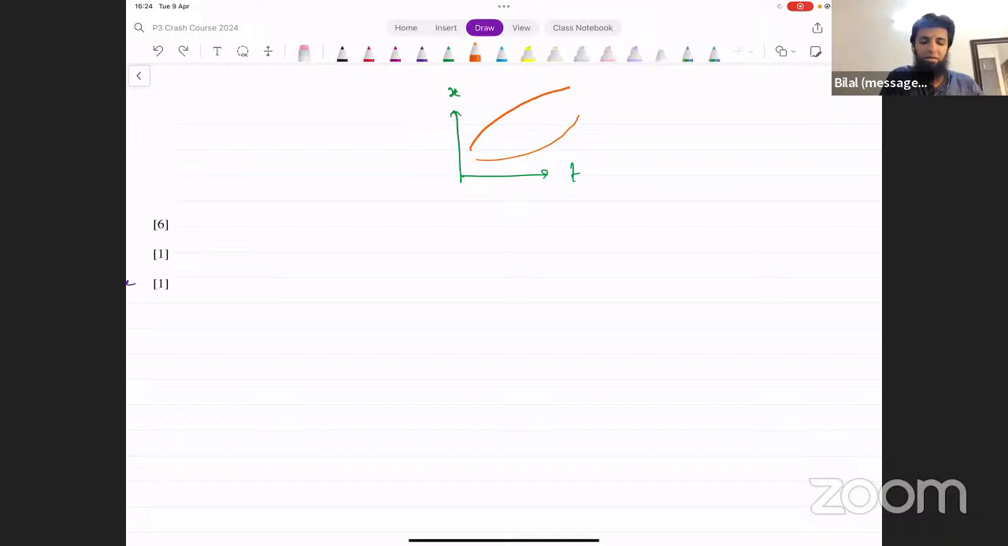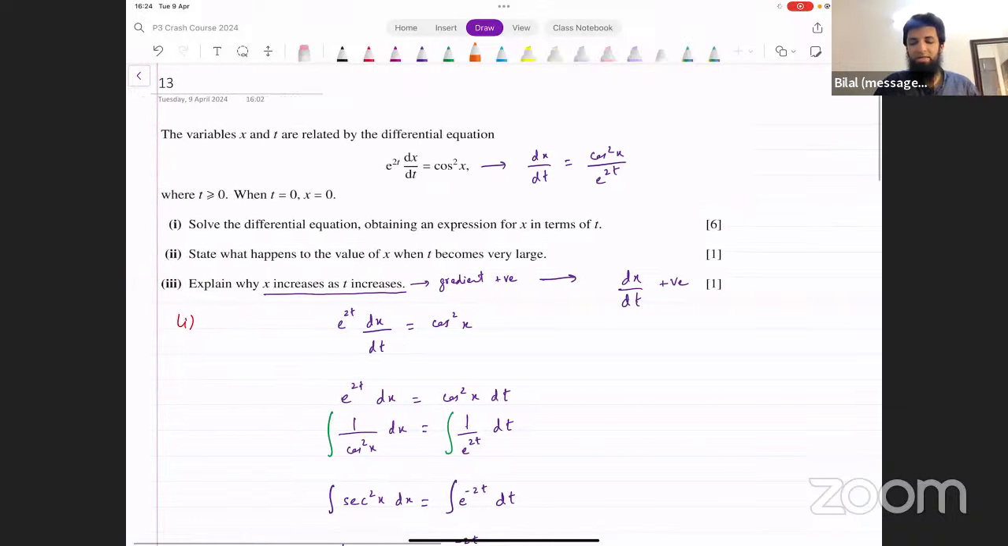It can't be a straight line. So it's either a shape like this or a shape like this. In both of them, you can see the gradient is positive. Since the gradient is positive, how do you find gradients of curves? dx over dt. So we say dx over dt has to be positive. Does that make sense?